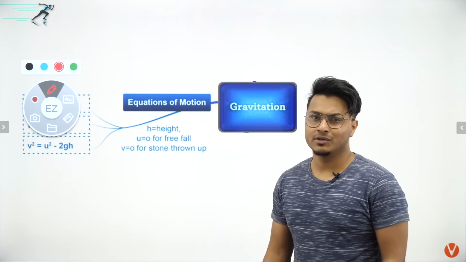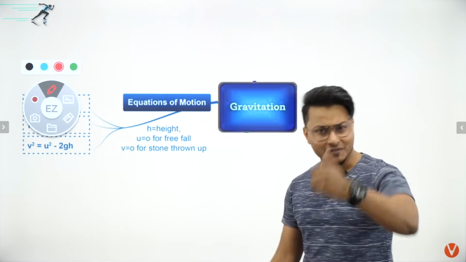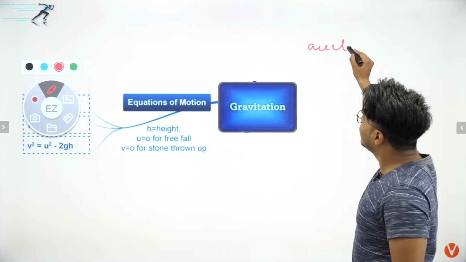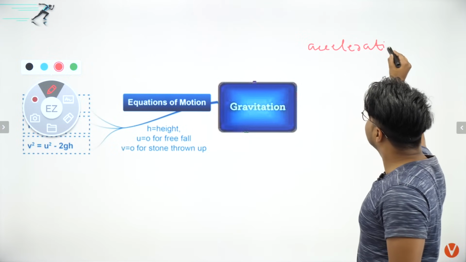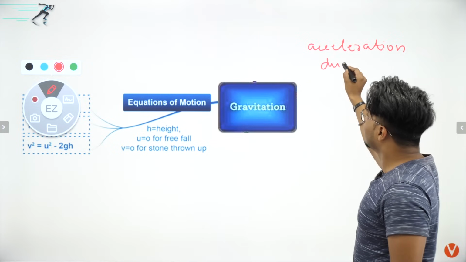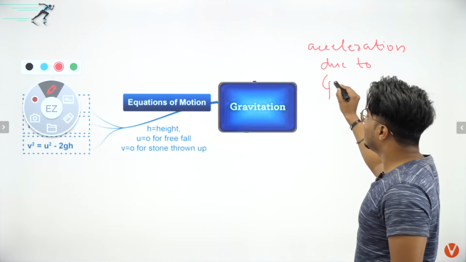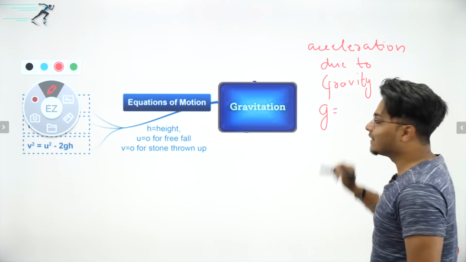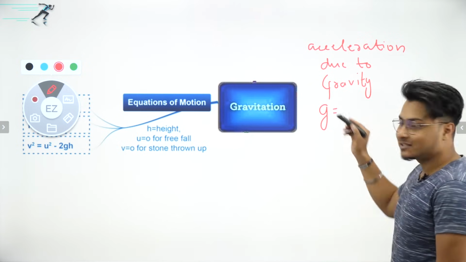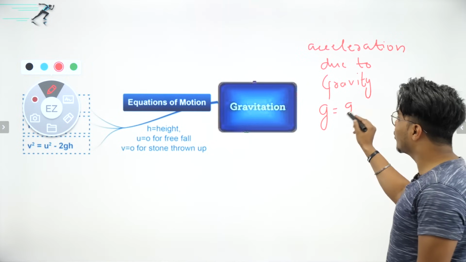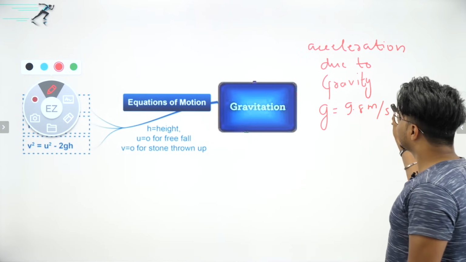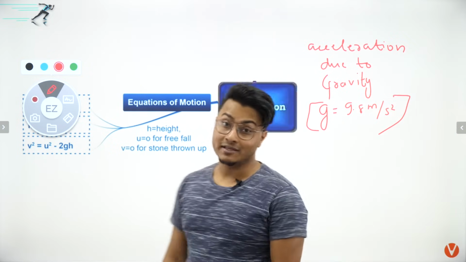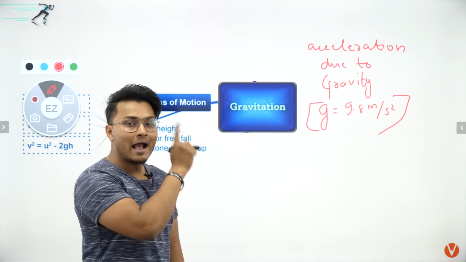With what acceleration? What is the acceleration? I'm pretty sure all of you guys know that this acceleration is called acceleration due to gravity, right? Everyone knows that. And what is the symbol of this? The symbol is g, and the value of that particular acceleration is a constant value, which is 9.8 meters per second square. Correct? 9.8 meters per second square is the value for your acceleration.